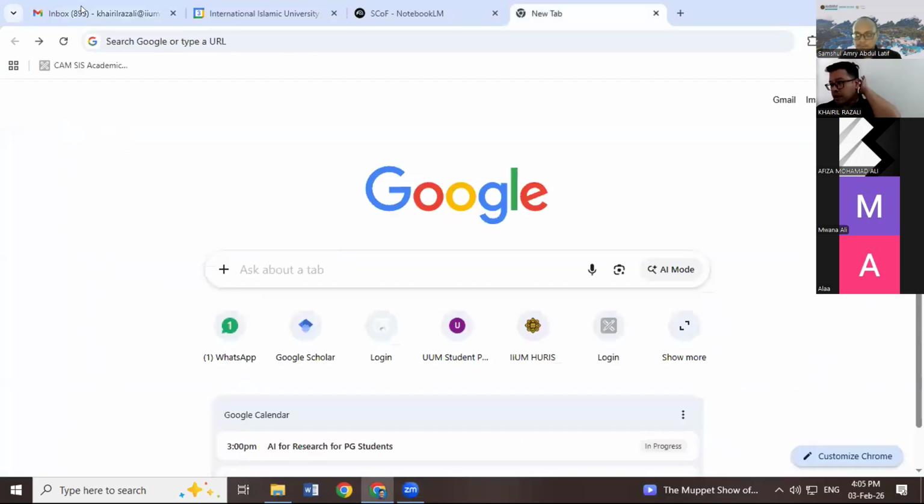For your information, I don't have any PowerPoint like Dr. Fiza. This is more like a hands-on activity for you all. And I would like to know, because the topic given to me is about Notebook LM, Google Notebook LM, perhaps in the chat box, how many of you have actually used Notebook LM? Are you familiar with Notebook LM or not?